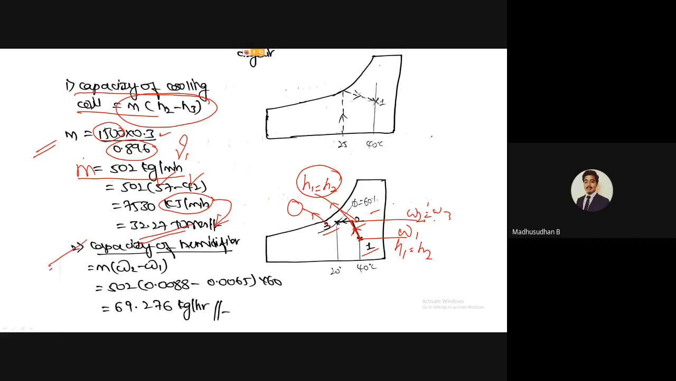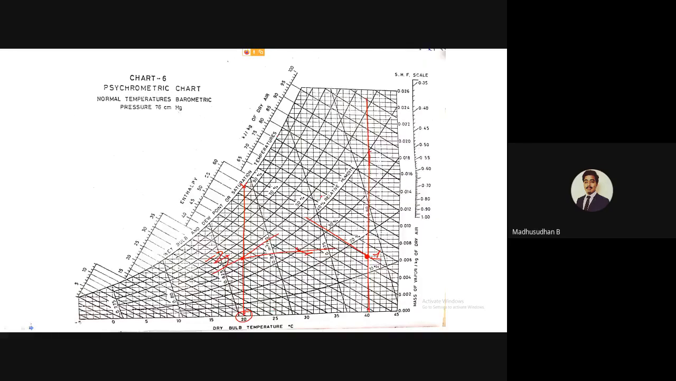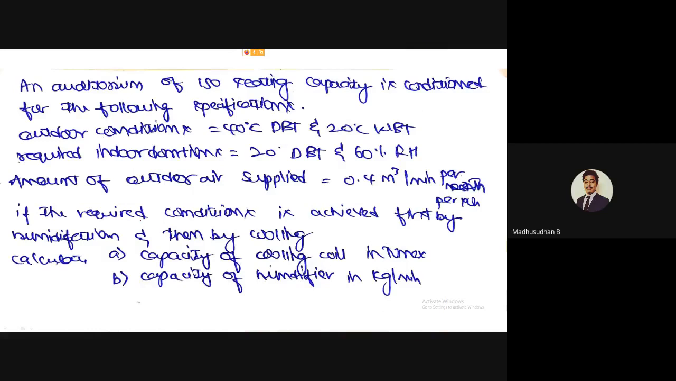Okay. The second thing you need to calculate is the capacity of the humidifier, that is given by mass flow rate into the enthalpy, not enthalpy, it is the specific humidity difference. So specific humidity difference you'll be getting from the psychometric chart. So substitute the values. So this is your capacity of the adiabatic humidifier. So the problem is simple, you just have to plot the things on the psychometric chart.